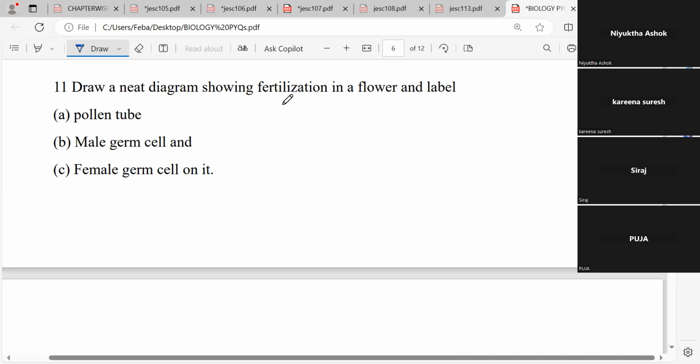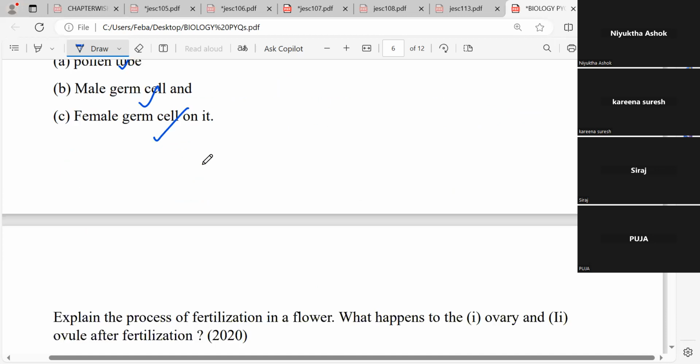Now draw the neat labeled diagram showing the fertilization in a flower and label the pollen tube, male germ cell and female germ cell on it. Okay, do you know how to draw the pollen tube? Where will you draw the male germ cell? Inside the pollen tube. Okay, inside the pollen tube. And the female germ cell is inside the ovary, in the ovule. Inside it, there you can draw the female germ cell or the egg.